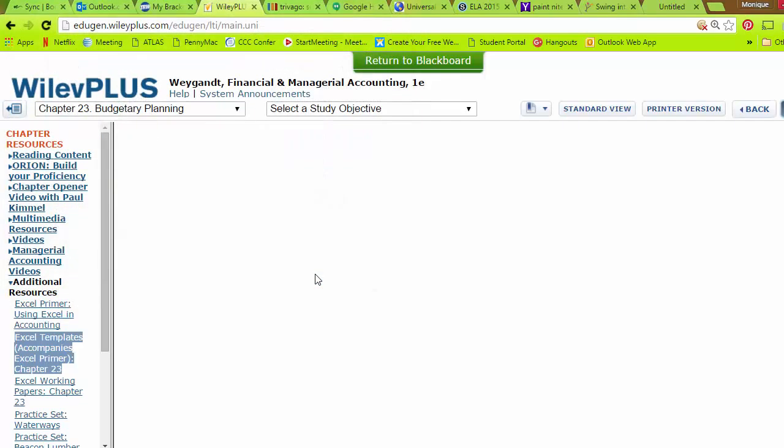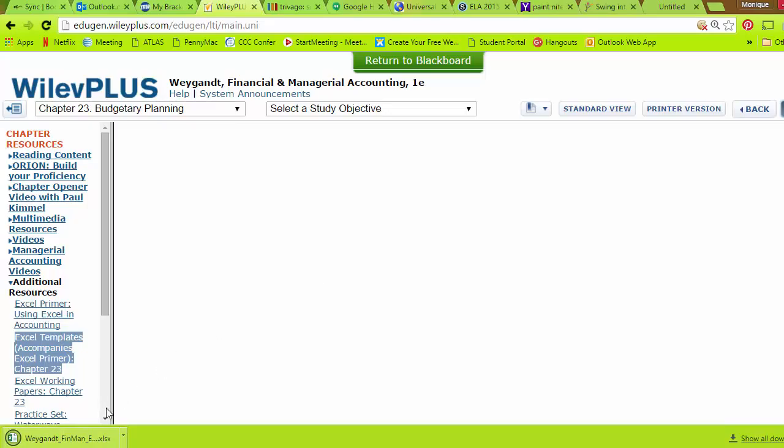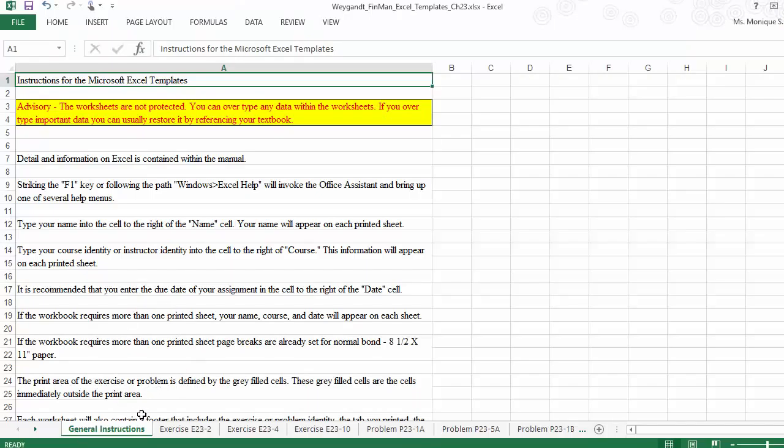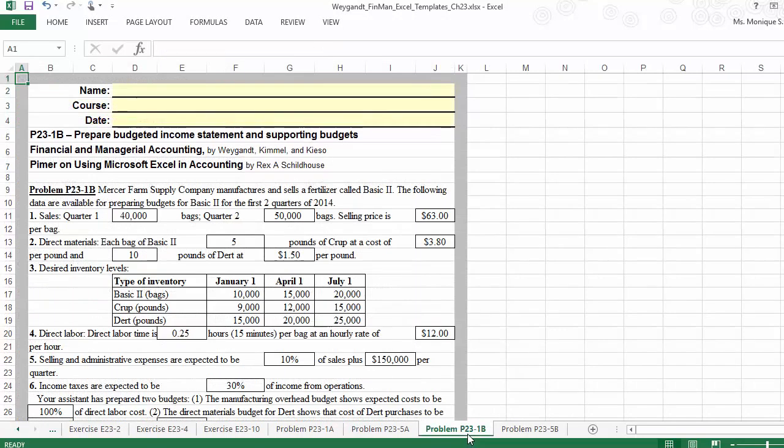Save it to your local hard drive or a USB. And once it finished downloading, you should be able to access the file. You'll notice that there are several different files listed on the tabs. Scroll over until you find problem 23-1B, and then you can use this to follow along with the video. So pause, make sure you have the page 1171 material as well as the information for the template.